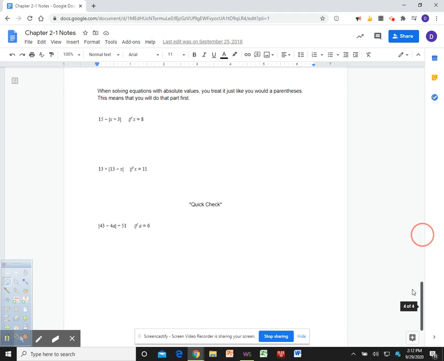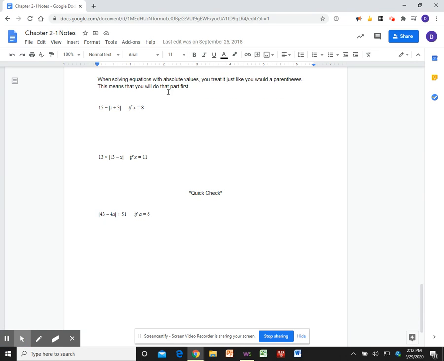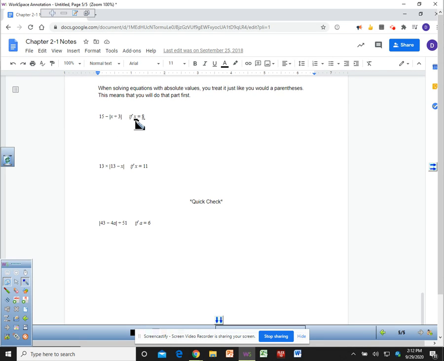Now, when we're solving equations with absolute values, we've got to treat it like we do a parenthesis. Like here, they're saying x is 8. So we're going to plug that in. 15 minus the absolute value of 8 plus 3. So we're going to treat this like a parenthesis, and we're going to solve it. 15 minus the absolute value of 11. The absolute value of 11 is 11 because 11 is 11 spots away from 0. So 15 minus 11 would give us 4.